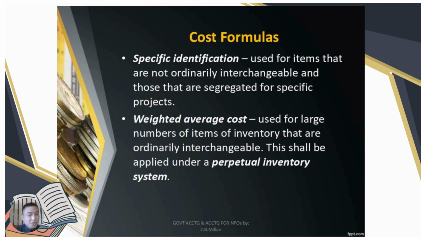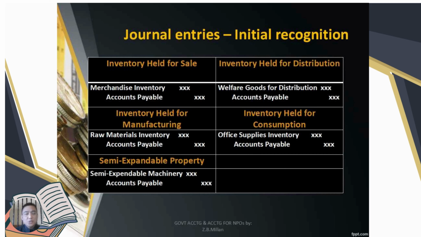Weighted average cost used for numbers of items of inventory that are ordinarily interchangeable. This shall be applied under a perpetual inventory system. So, ito ay ginagamit para sa mga madamihan. Like for example, noodles, canned goods, like those kinds of inventories, guys.